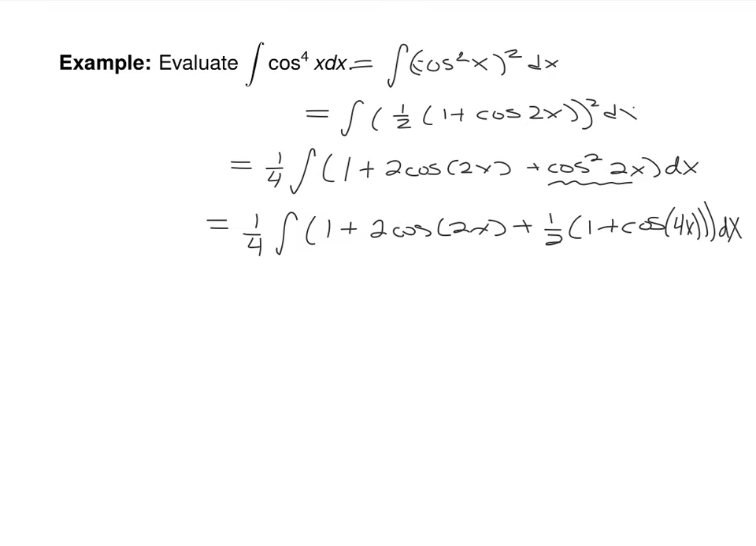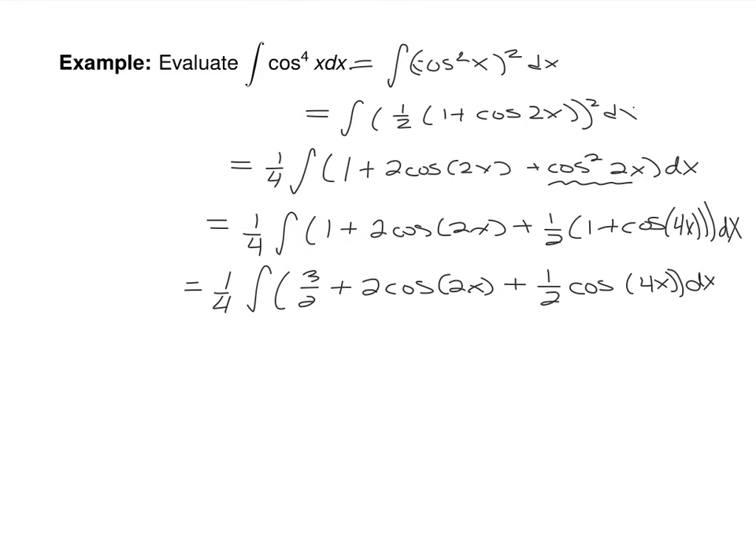Now distribute the 1/2, combine like terms, 1 plus 1/2 is 3/2. So 1/4 integral 3/2 plus 2 cosine of 2x plus 1/2 cosine of 4x dx. Lovely. And now you're in business. So 1/4, the antiderivative of 3/2 is just 3/2 x. Note about WebAssign, make sure your variables match. Like if that was 2 theta, make sure that was a theta.